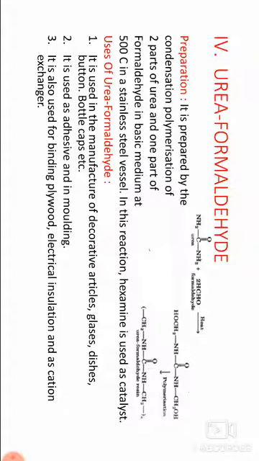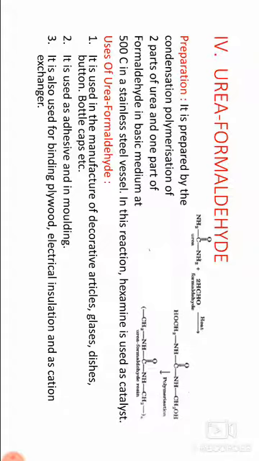In the previous four, plastics are prepared by addition polymerization. In this reaction, two parts of urea and one part of formaldehyde are used. Basic medium means a base like KOH or NaOH is used, and 50 degrees temperature is used. In this reaction, hexamine is used as a catalyst. Hexamine is the more favorable catalyst in this reaction.